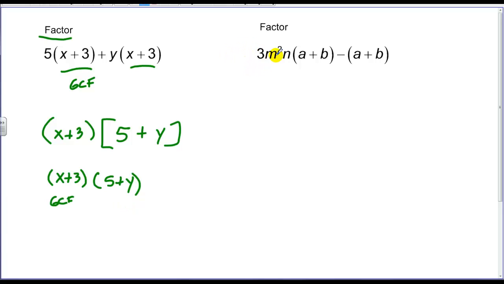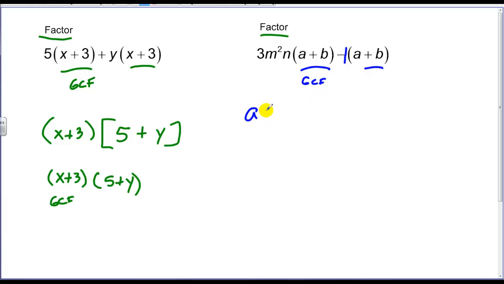The next example is very similar. You see that it appears to be a distribution problem. However, they've given us the directions of factoring, so we must find a greatest common factor between the two terms. You'll notice this is 3m squared n times the quantity of a plus b minus the quantity of a plus b. This is a little more difficult to see because we don't see two multiplications. However, you'll notice that there's really a negative 1 right in front of this term here. So in this case, a plus b is my common term, or my GCF.